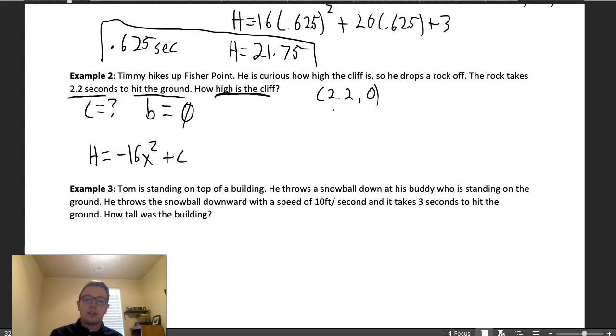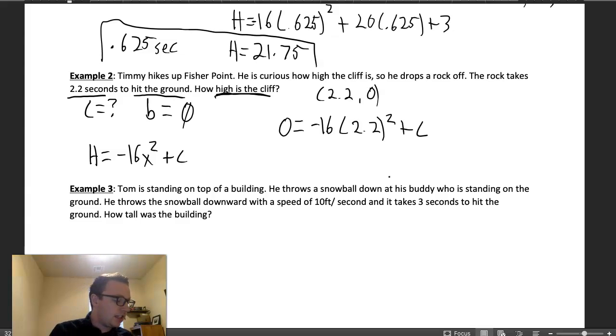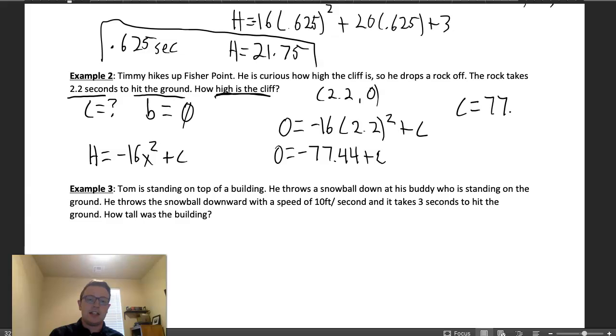So to do this, we're going to substitute in 0 for h. So we get 0 is equal to minus 16 times, instead of x, we'll have 2.2 squared plus c. And minus 16 times 2.2 squared is going to give us 0 is equal to minus 77.44 plus c. When we solve for c, we find that our initial height is 77.44 feet.